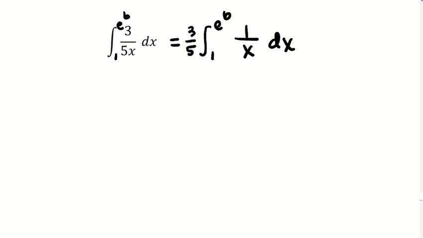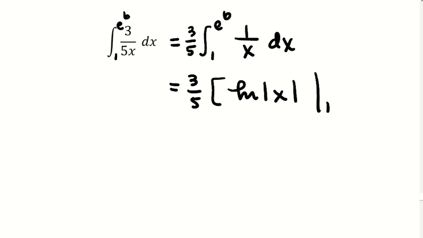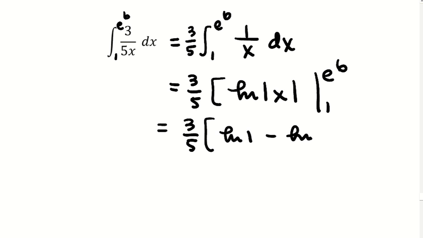Okay, what's an antiderivative for 1 over x? Log of, yeah, the absolute value of x, yeah. So this is going to be 3/5 of the log of the absolute value of x evaluated from 1 to e to the 6th. So this is 3/5 of the log of 1 minus the log of e to the 6th. Both of these are things you're expected to be able to evaluate. What's the log of 1? Yeah, and the log of e to the 6th? Yeah. And then I'm going to plug that in, subtract, and get myself an answer.